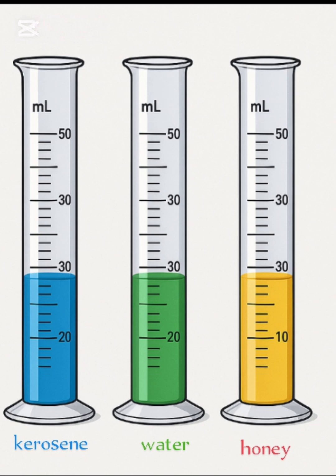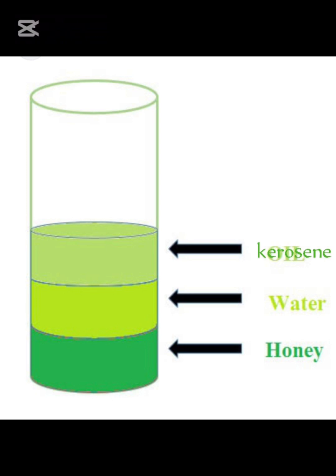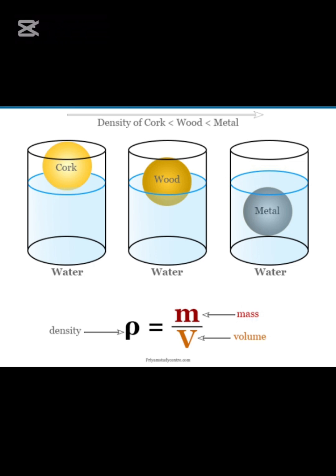To verify this fact, if the three liquids are all poured in another vessel, as shown, oil will remain at the top, followed by water, and honey, the heaviest, will be at the bottom. Solids also vary in weight, let's say cork, wood, and metal. These three solids, if they are placed in a vessel, you will find out that the cork will float, followed by the wood, and the metal will sink.